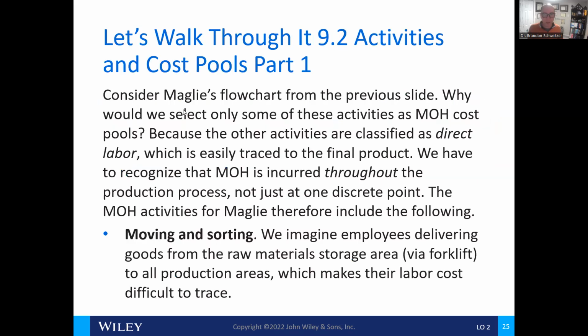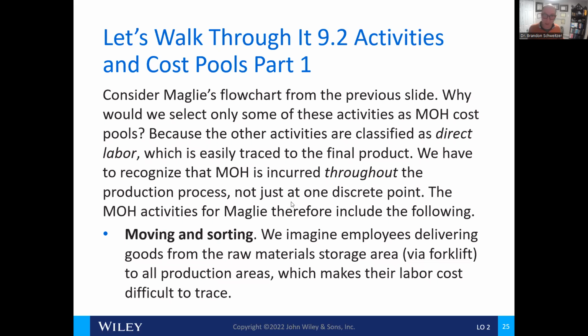So in looking at the flow chart, the company can decide on the different activities of manufacturing overhead cost pools. This, of course, could be based on direct labor, which is easily traced to the final product. Since manufacturing overhead is incurred throughout the production process, it's not just one point within the process.